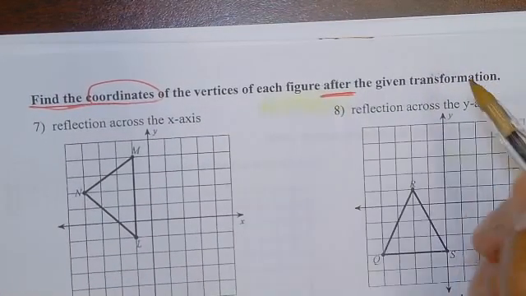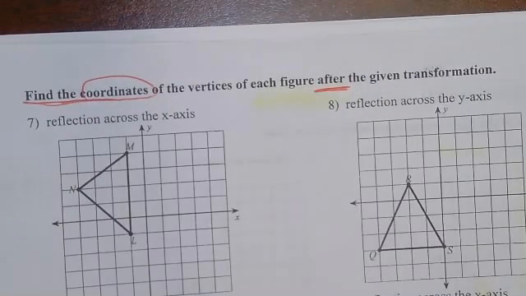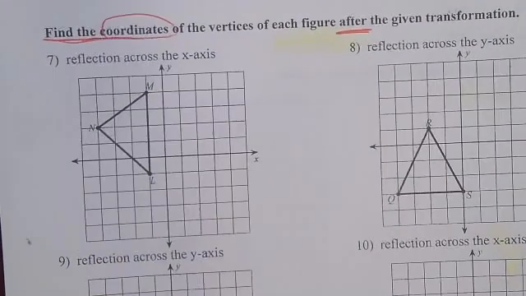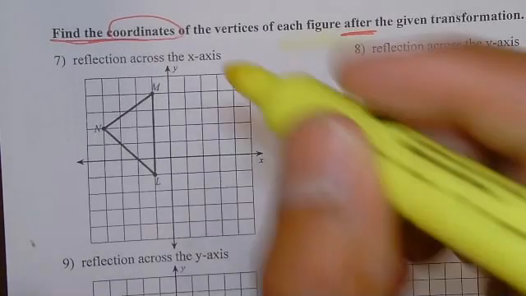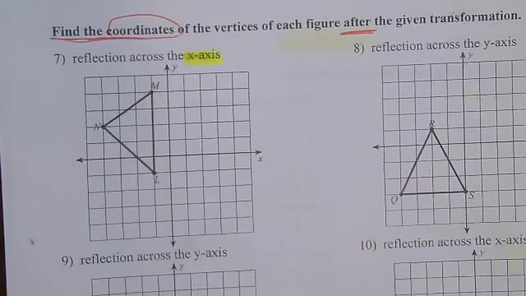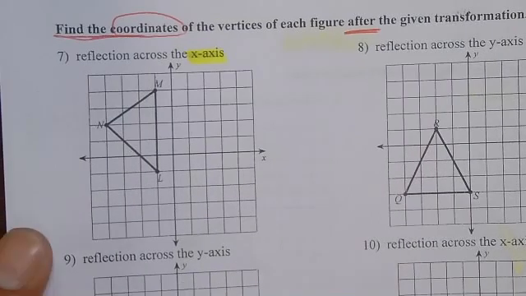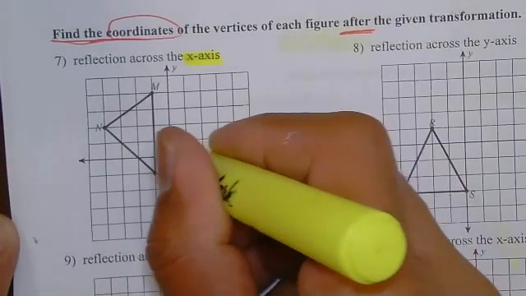After the transformation. So let's first do this transformation, right? These are all transformations, but it's a reflection. Let's do number 7. And this one says x-axis, so x-axis is up, down, or right, left? Left, right. Yeah, this one. See, it even has an X right there.